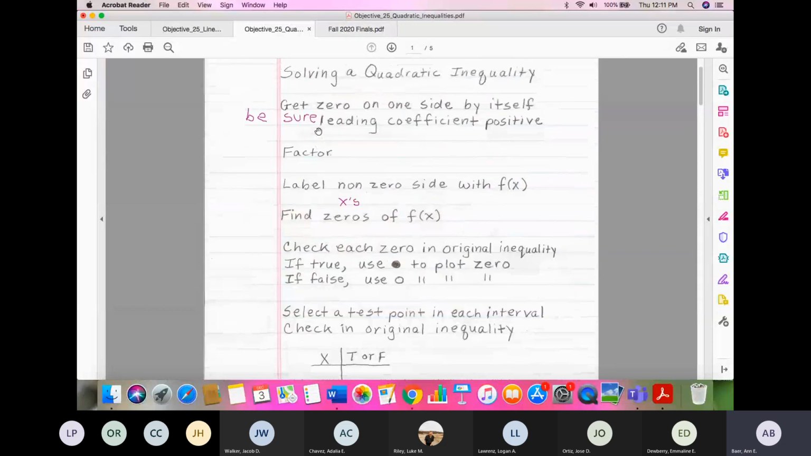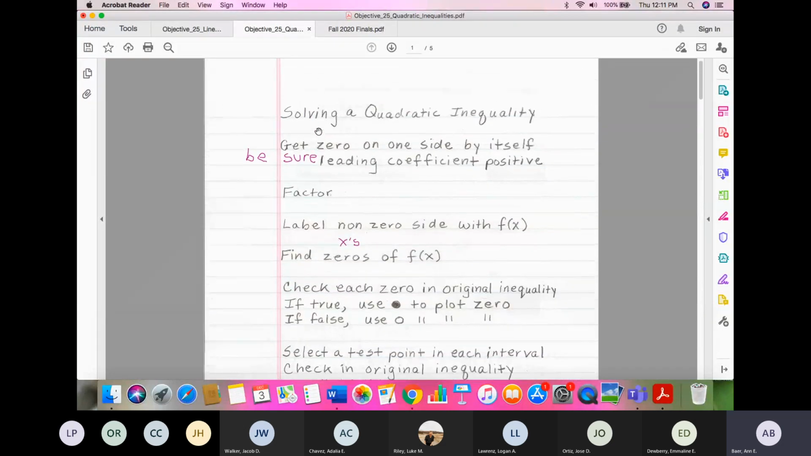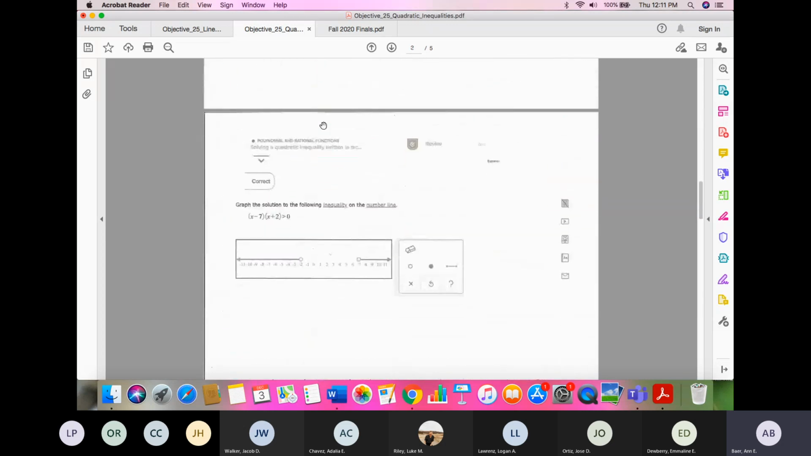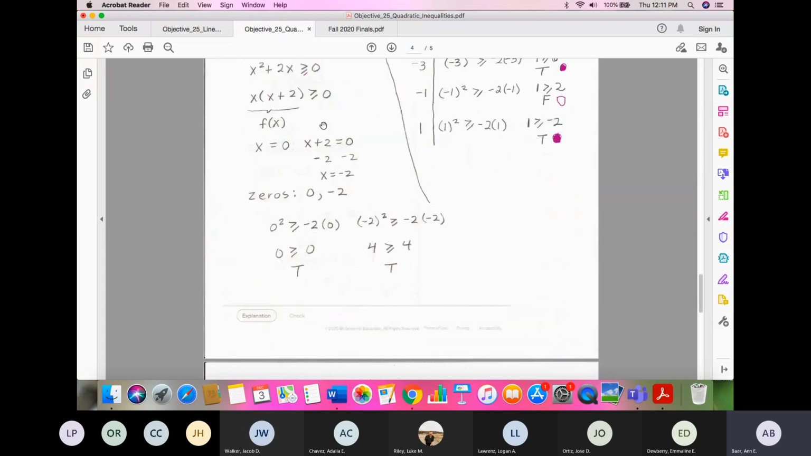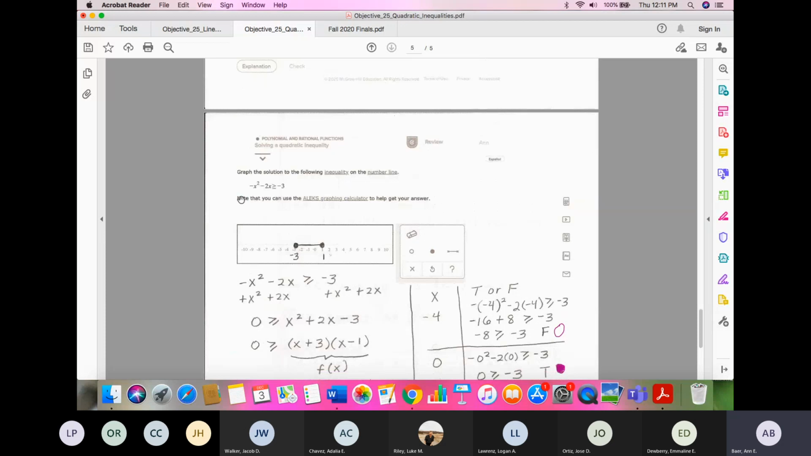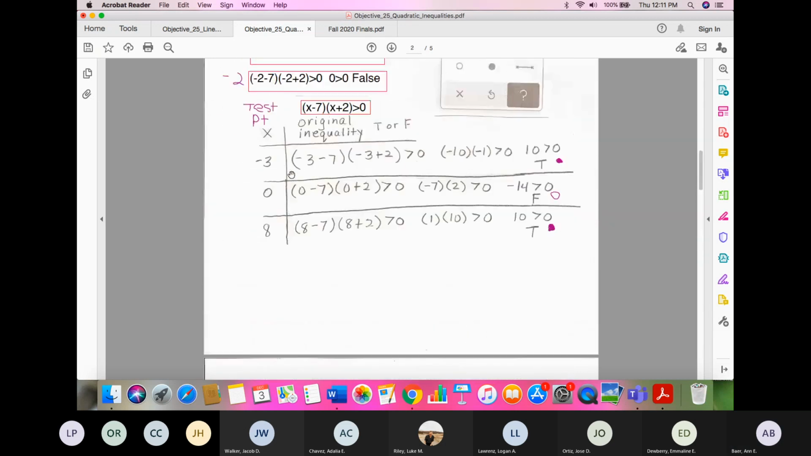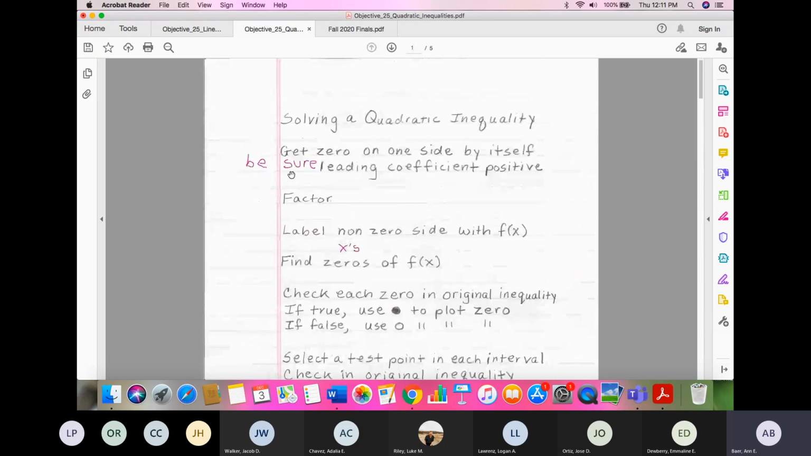So let's take a look at this. Solving a quadratic inequality. Just to give you a sneak peek of what we're solving, let's look at this one down here. What we're trying to do is be able to solve quadratic inequalities that look like this. That's where we're going with this. So let's back up here.